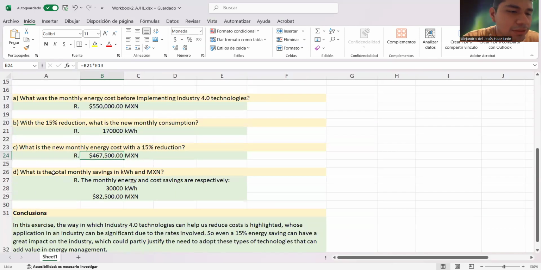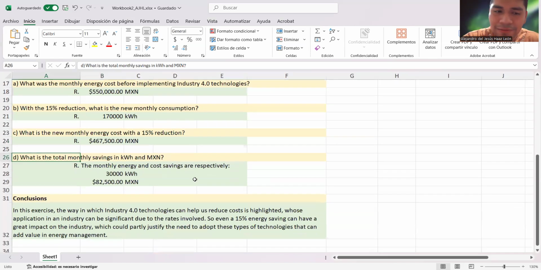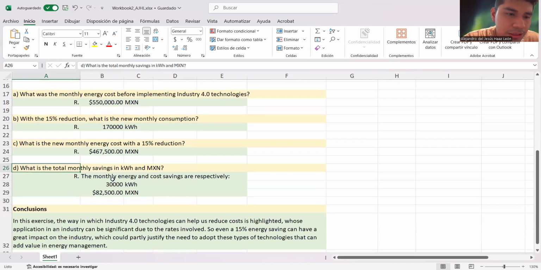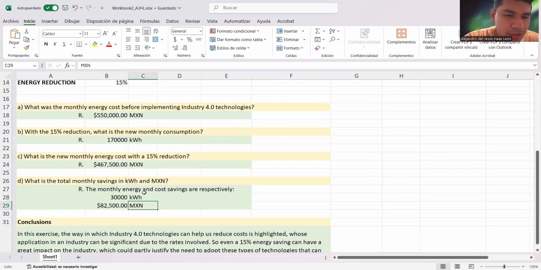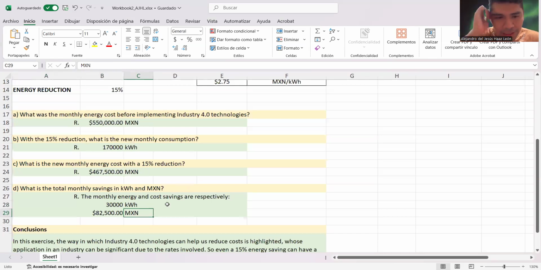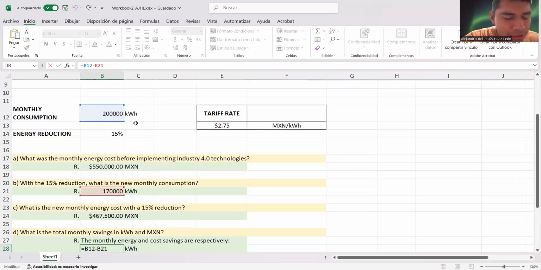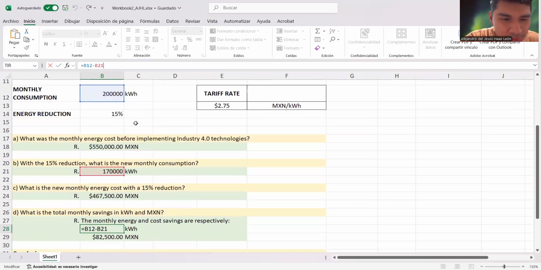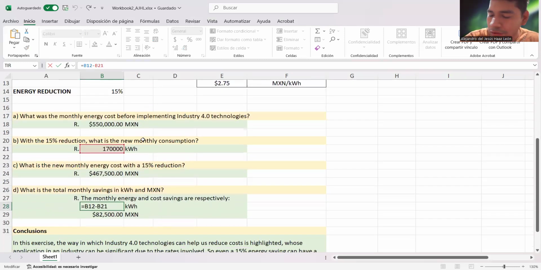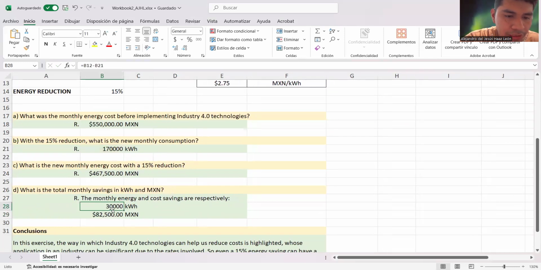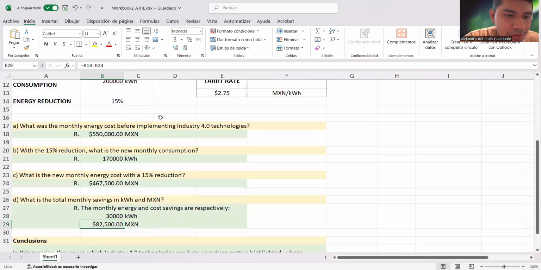And now the last question is about what is the total monthly saving in kilowatt hours and pesos. So we just have to make this. The monthly energy and cost saving are respectively this: the subtraction of the monthly consumption before implementing Industry 4.0 technologies minus the actual or new monthly consumption. So we have the energy saving. And then this, the cost.